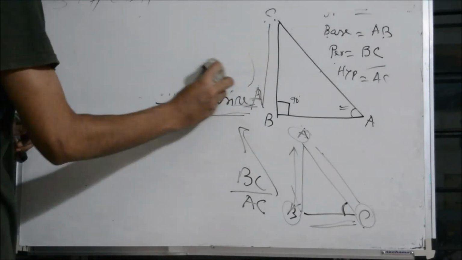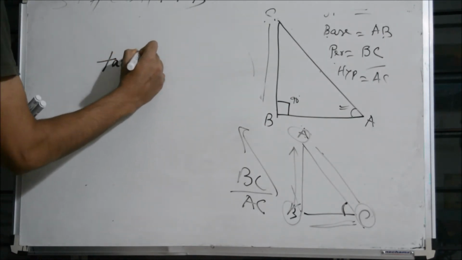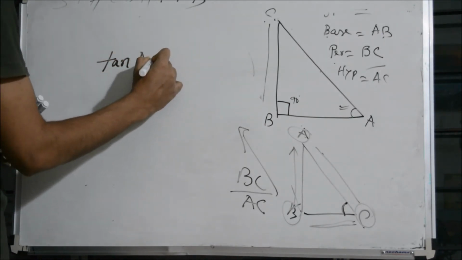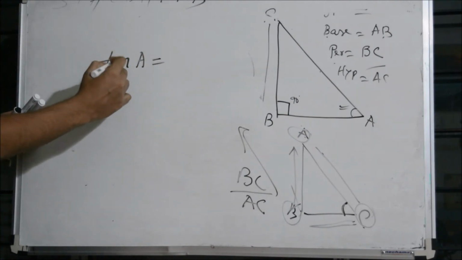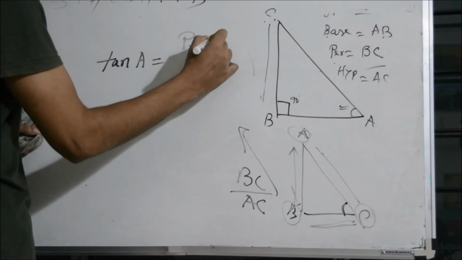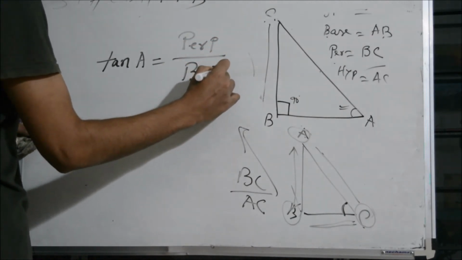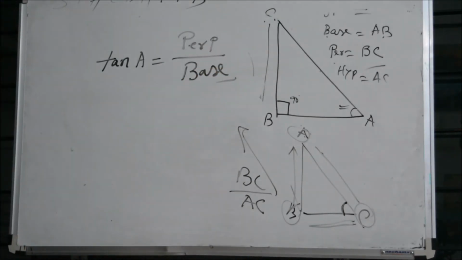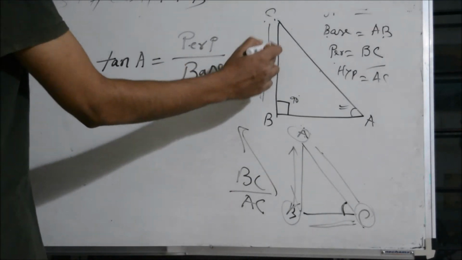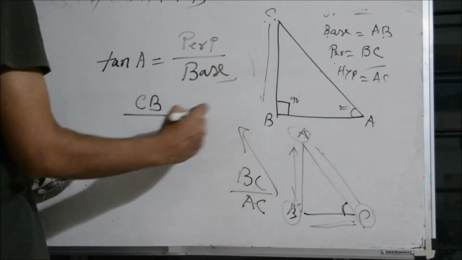Now the next term is tan of angle A. Tan, or you can say tangent of angle A, is perpendicular by base. Fine. Now which one is perpendicular? Here CA, CD. CD by AB.